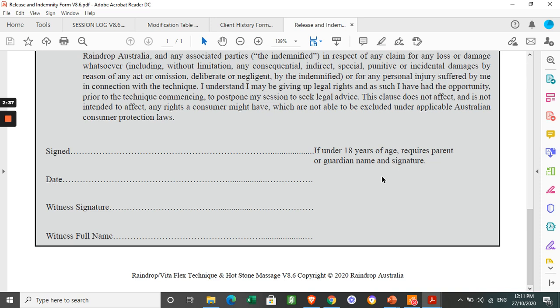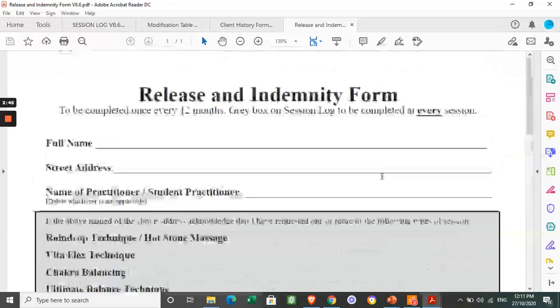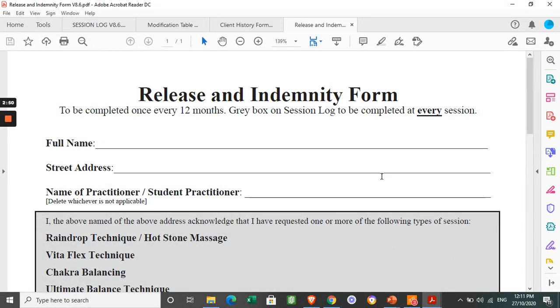Okay, so the witness signature down the bottom and then the witness's full name, it is acceptable for it to be yours. These forms are not infallible, however they are a great deterrent, and it is important that you have them filled in correctly for each new client and to be completed once every 12 months.